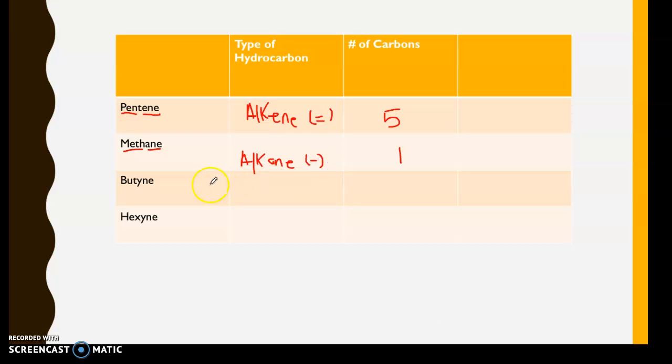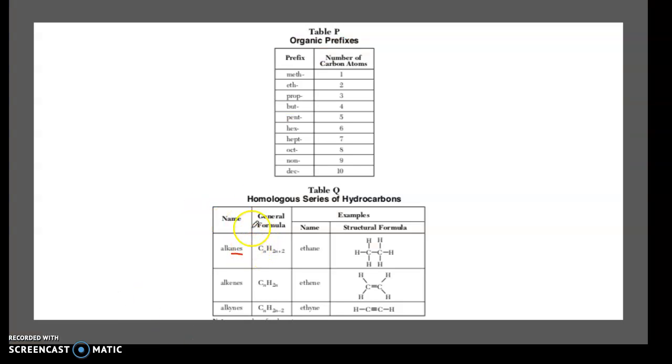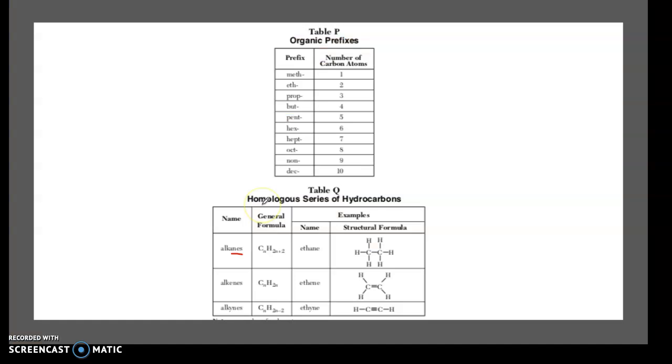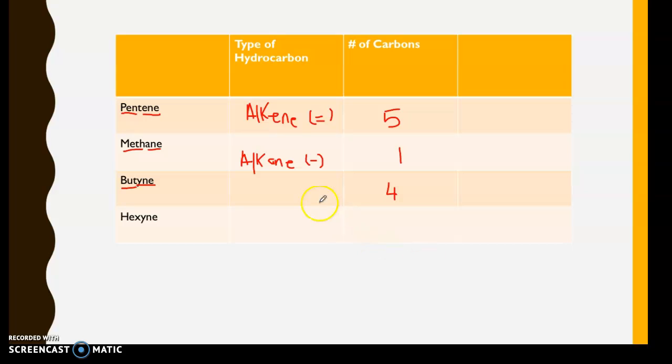Okay, one more time. Butyne. We're going to focus on but and yne. Let's go back to table P and Q. And let's look. Well, but means four. We have four carbons. And then it ends in a yne. So let's go to table Q. Let's see which one of these ends in a yne. Alkynes end in a yne, so that means our hydrocarbon is an alkyne, and that is a triple bond.